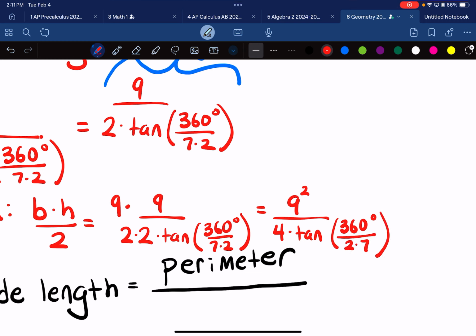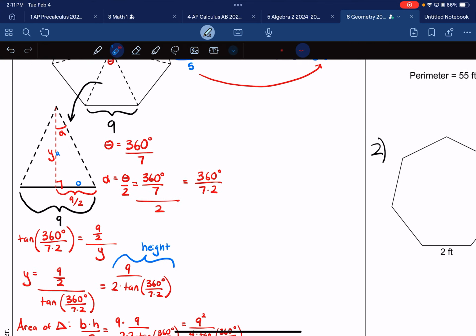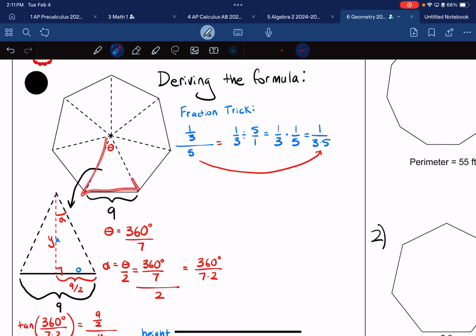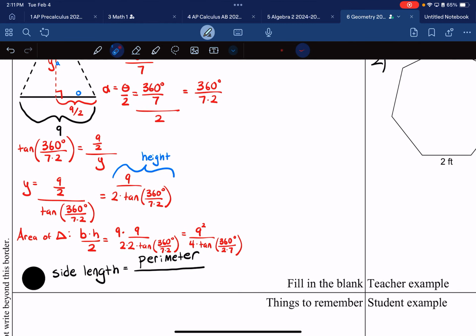All right, I have the area of the triangle. The problem now is I don't want the area of the triangle. I want the area of 7 of these triangles. I have this area. I need to find all of these triangles as well. And you'll remember that since there are 7 triangles, I can simply multiply the area of one of these triangles by 7, and then I'll get my answer.